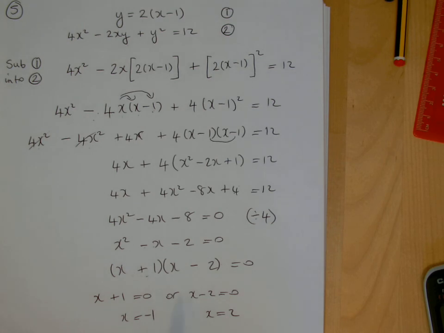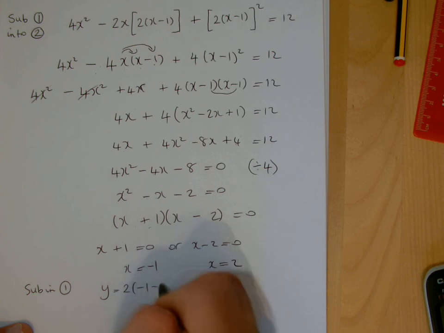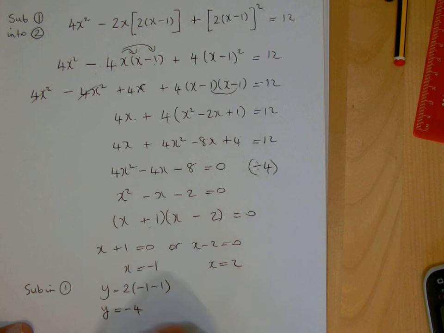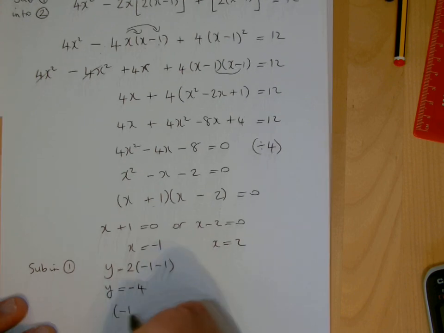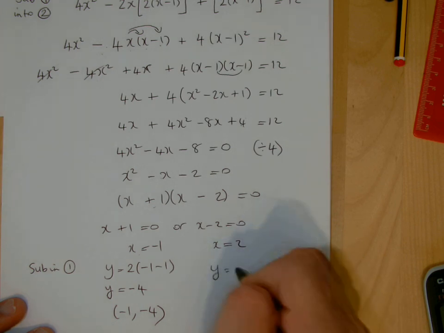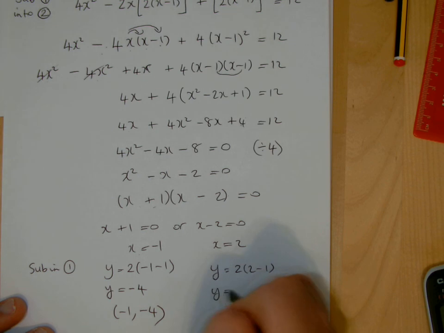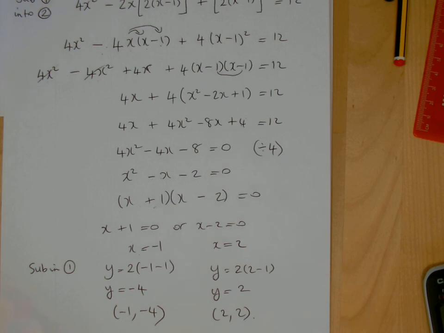We're not quite done because we've got to work out what y is. So remember, we sub it back into 1. In this case, y will equal 2 times x, and x is minus 1, so we get minus 4. So my set of solutions there will be minus 1, minus 4. And then when x is 2, you sub that into 1, so we get just 2, don't we? So x is 2, y is 2. Job done.